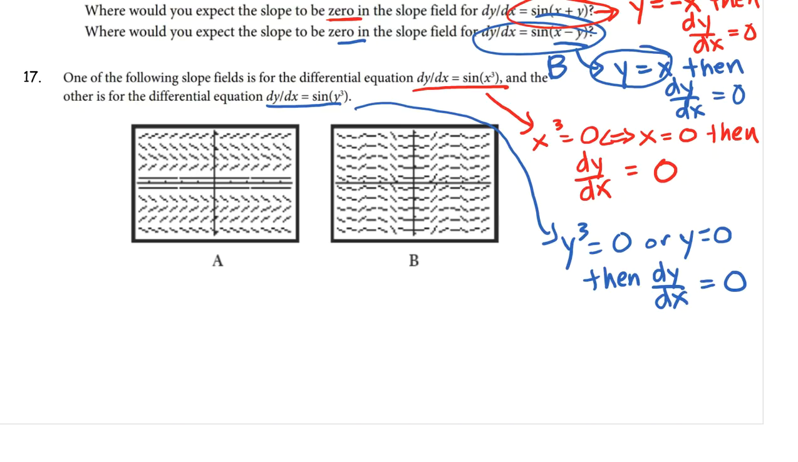So when x is equal to 0, this is our y-axis. Notice that here it looks like we have our horizontal tangents. So I think this one matches slope field B. And on our y equals 0 line, that's our x-axis. There are our horizontal tangents. So this one matches our slope field A.